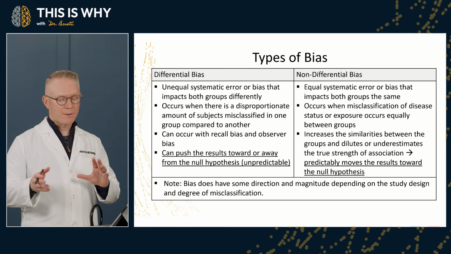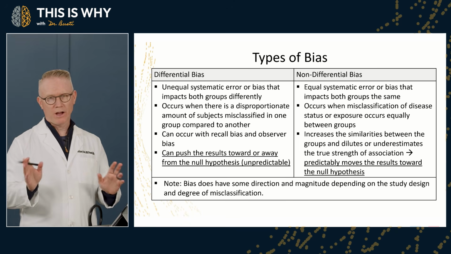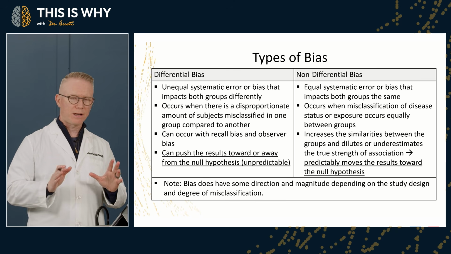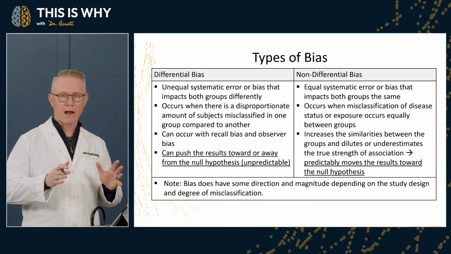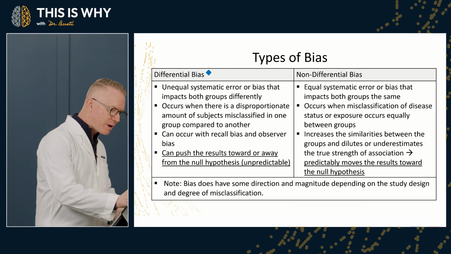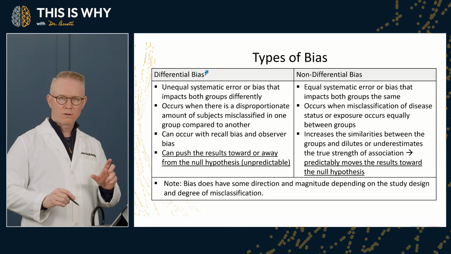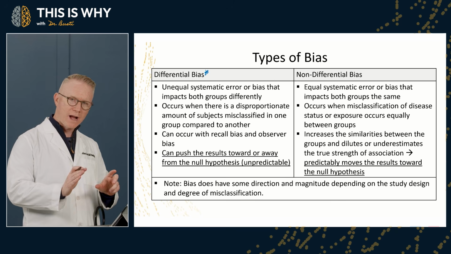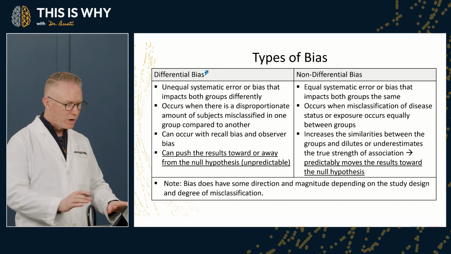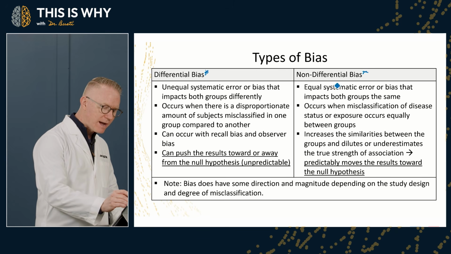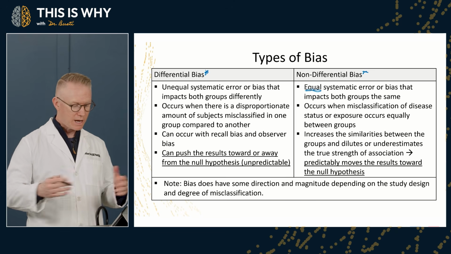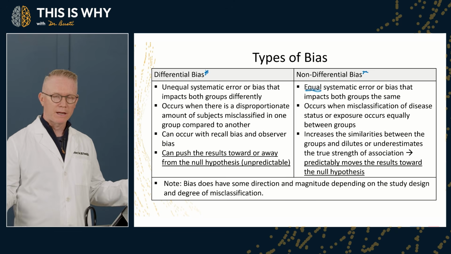That leads us to this concept of differential and non-differential bias that you might also hear potentially be tested on. What it comes down to is understanding the role or influence of systematic error and bias on the impact on the groups. So differential bias, okay, there's an unequal systematic error or bias that impacts both groups, but it does it differently, okay? Whereas with non-differential bias, there's equal systematic error and bias affecting both groups, okay? And it's the same, okay?